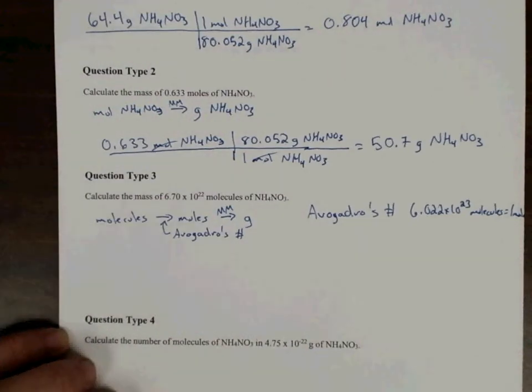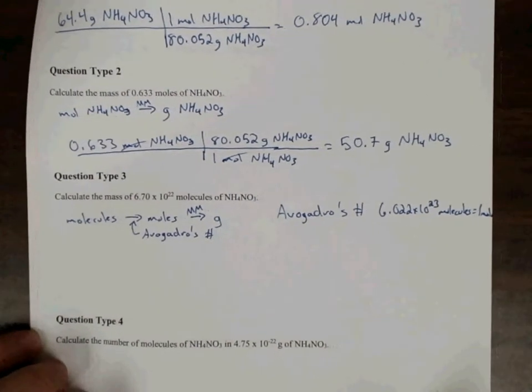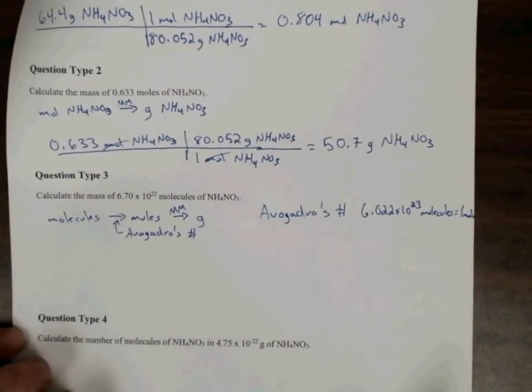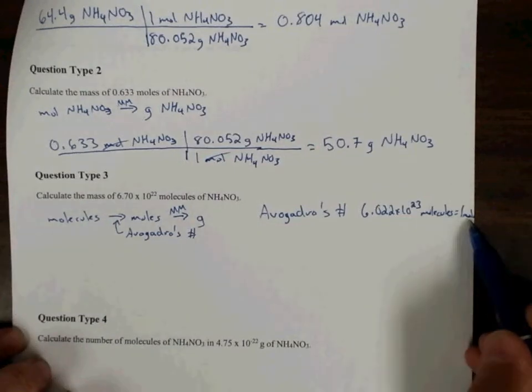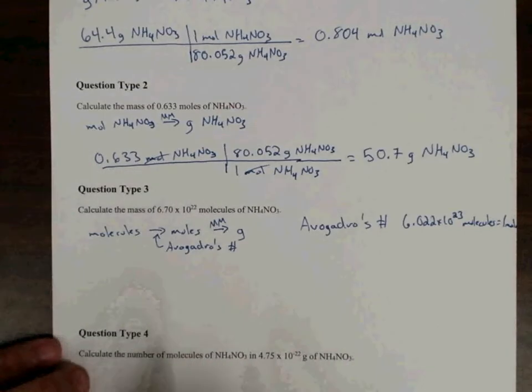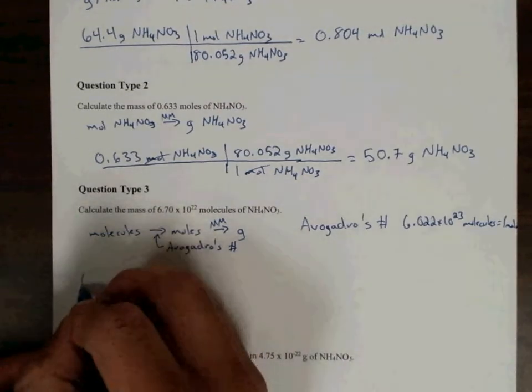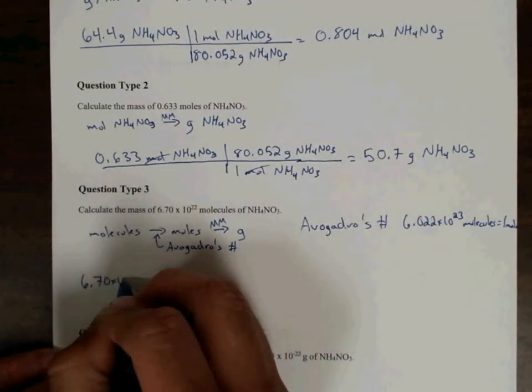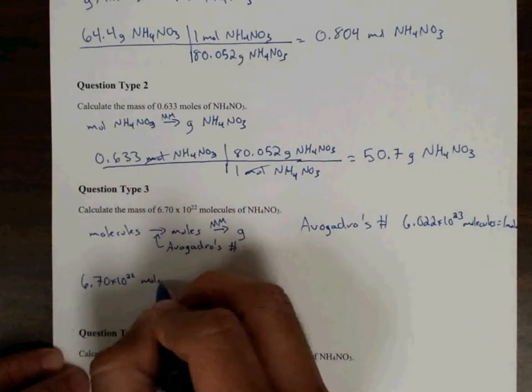And of course I ran out of space on the video, so we'll move that over. So remember, this is equal to 1 mole over here. Okay, so if we come back and realign everything, let's start with the 6.70 times 10 to 22 molecules.